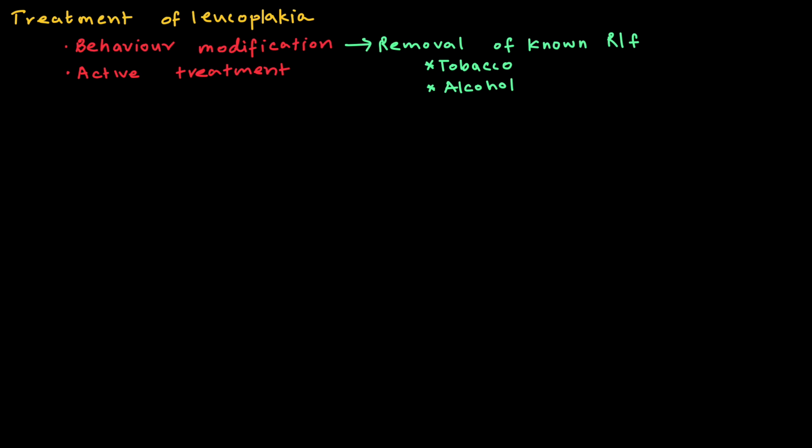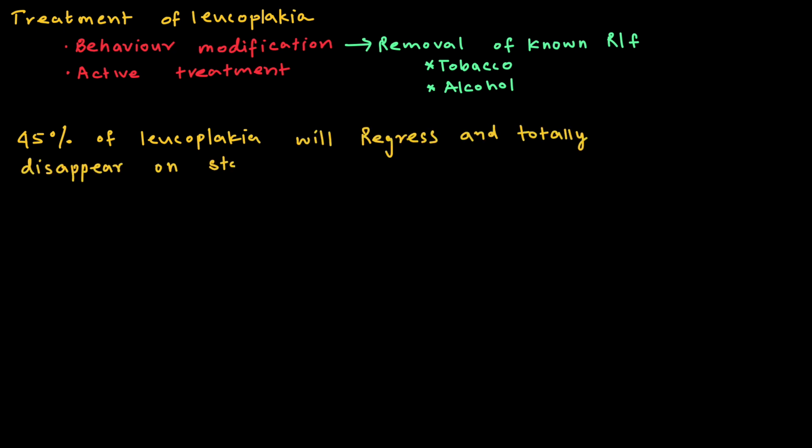Up to 45% of leukoplakias may regress or totally disappear if tobacco use is completely stopped. Leukoplakias induced by smokeless tobacco may also resolve if the habit is stopped.